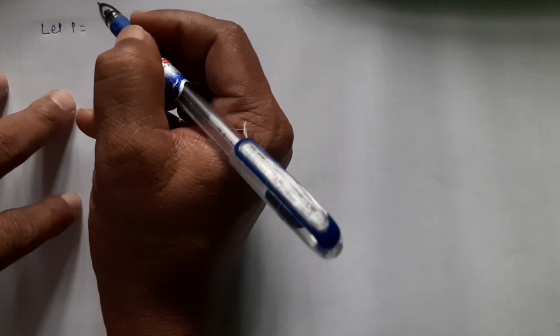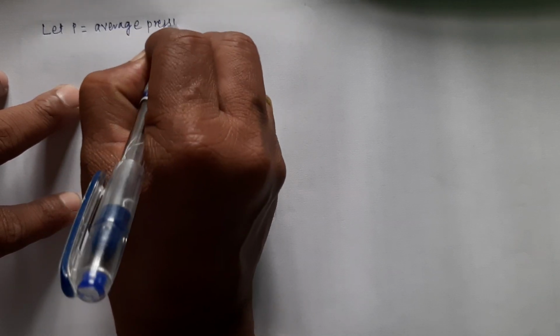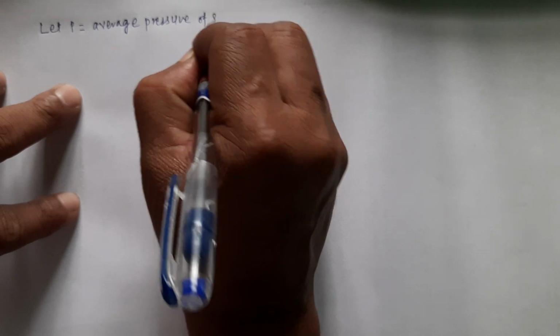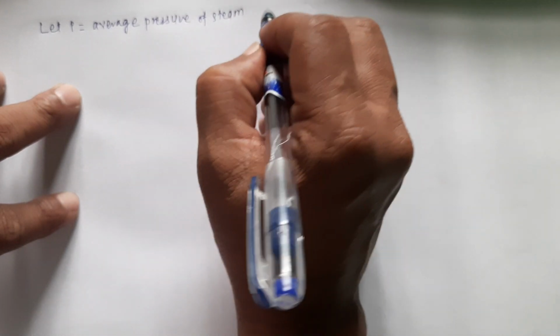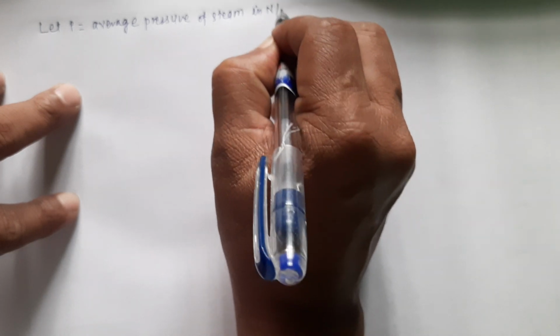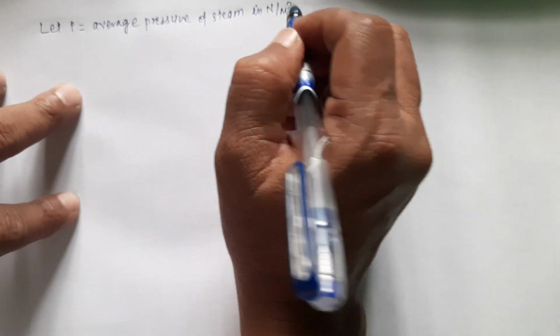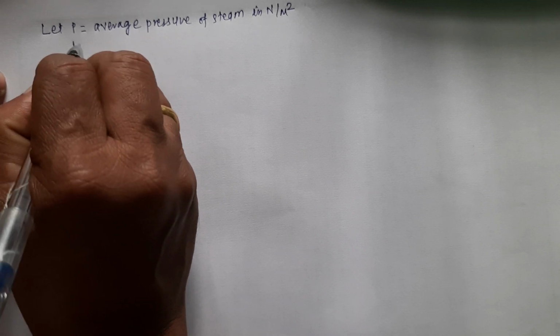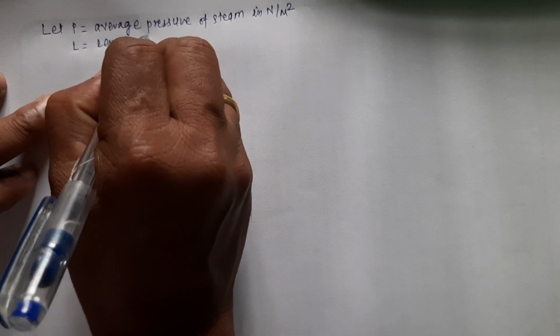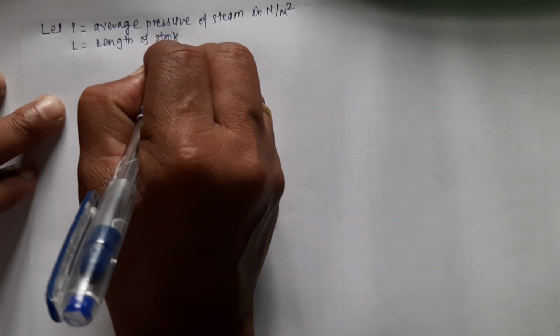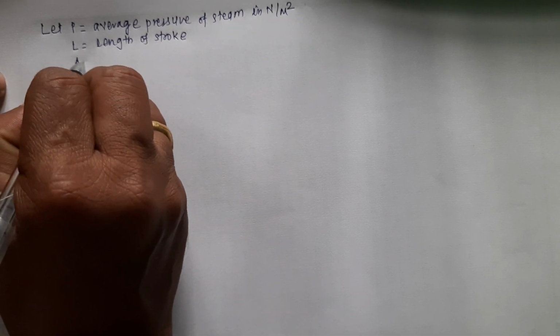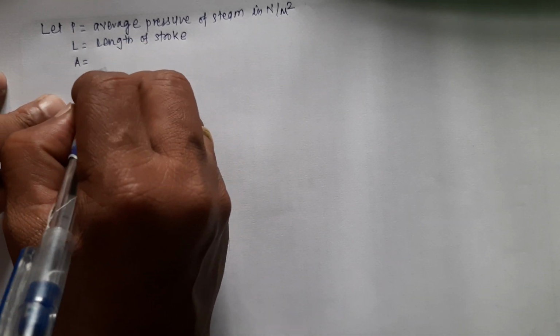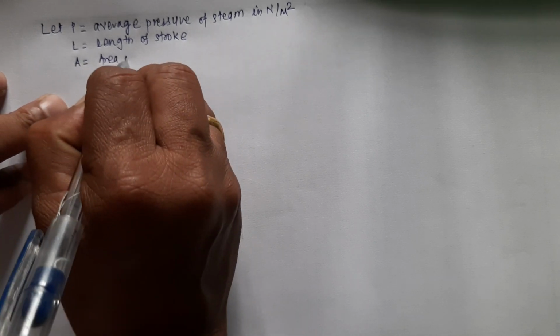P is the average pressure of steam, which we can measure in newton per meter square. Here L is the length of stroke, and A is the area of the cross section of the piston.